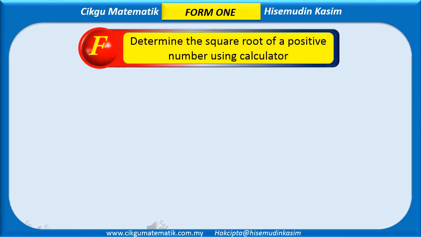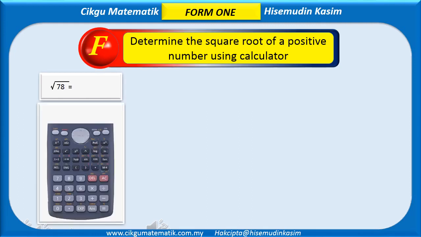F. Determine the square root of a positive number using a calculator. The square root of 78. Press square root 7 8 equal. 8.83 to 2 decimal places.